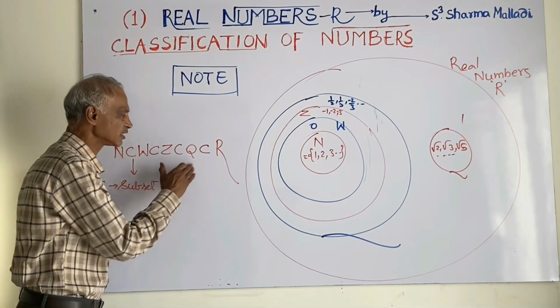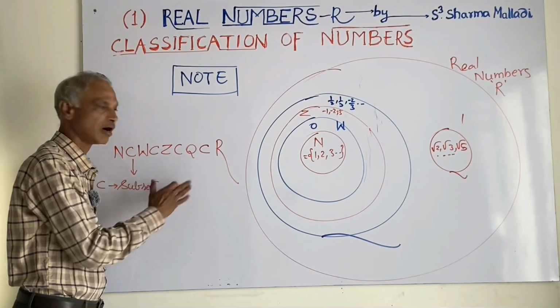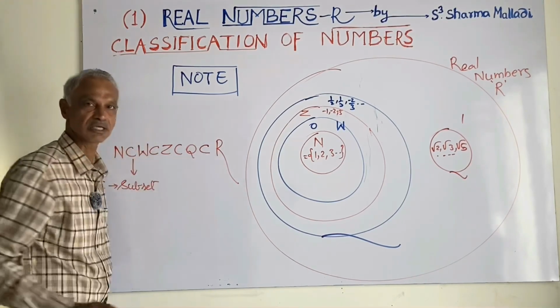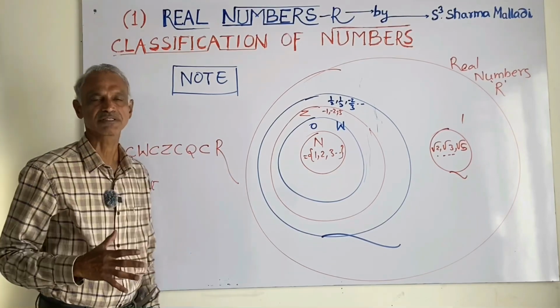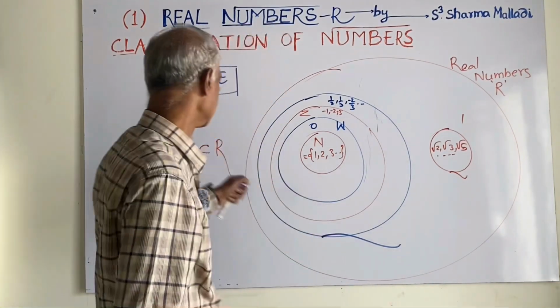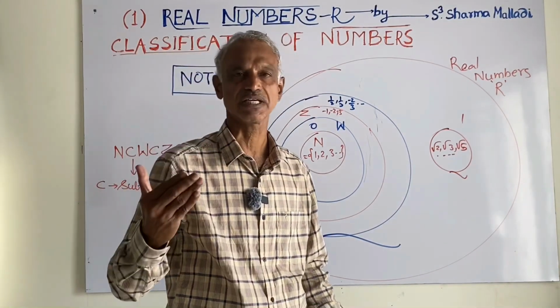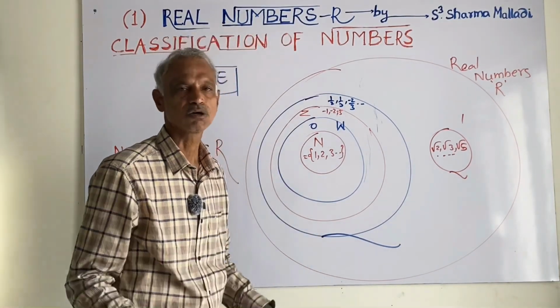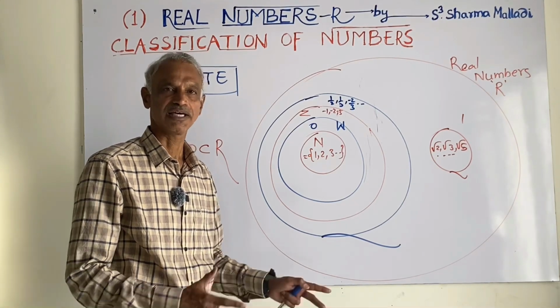All integers are rational numbers, but all rational numbers are not integers. All rational numbers are real numbers, but all real numbers are not rational numbers. Up to 10th class we will have real numbers. Later, in intermediate and future mathematics, you will get complex numbers. I think we have understood about real numbers.